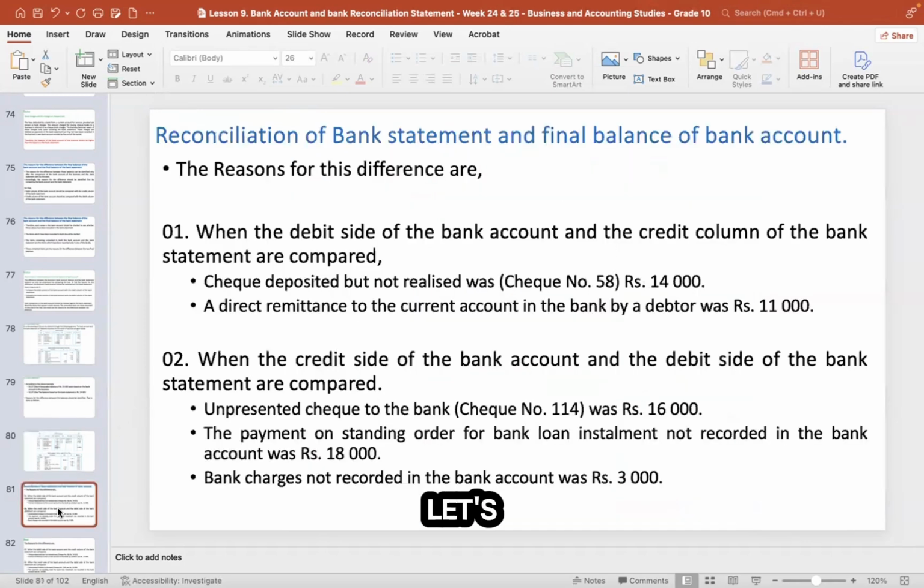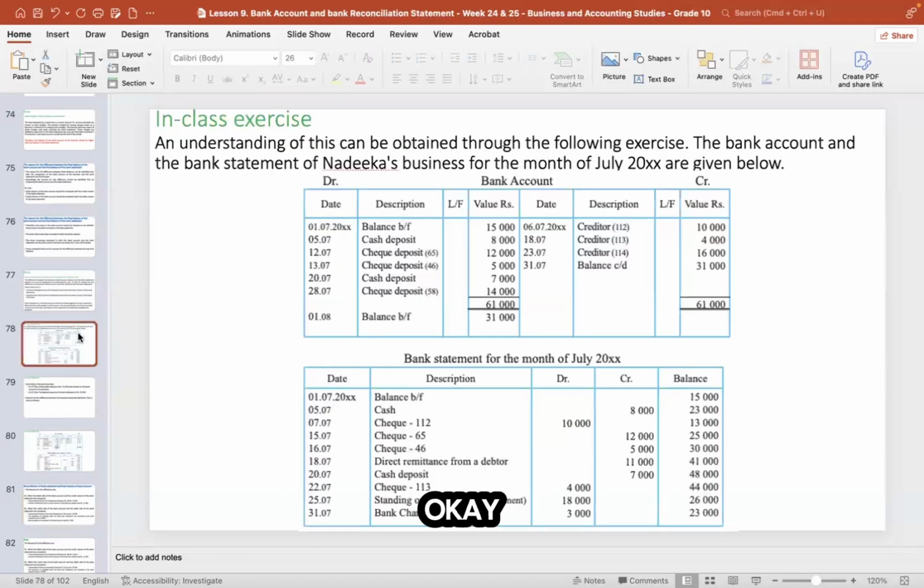Okay, let's see what the reasons for this difference are. When the debit side of the bank account and the credit column of the bank statement are compared, check deposited but not realized was 14,000, which we discussed. A direct remittance to the current account in the bank by a debtor, 11,000. Then when the credit side of the bank account and the debit side of the statement are compared, the unpresented check to the bank was 16,000, that creditor's check, which we have been discussing. Here, this 16,000.